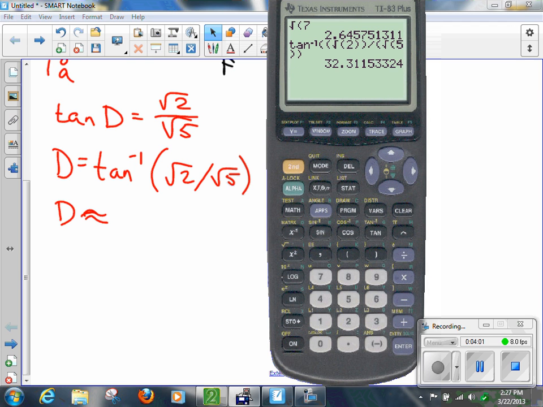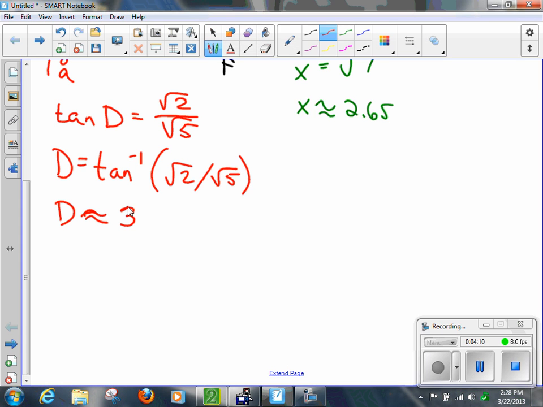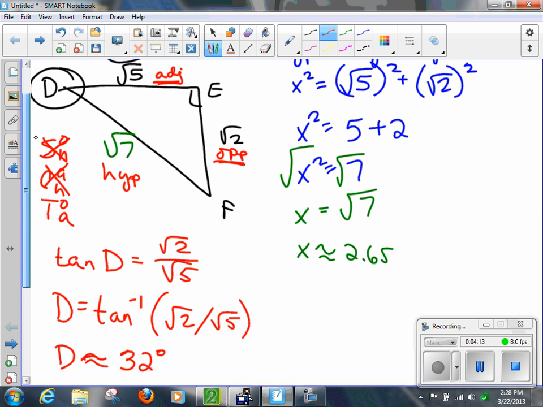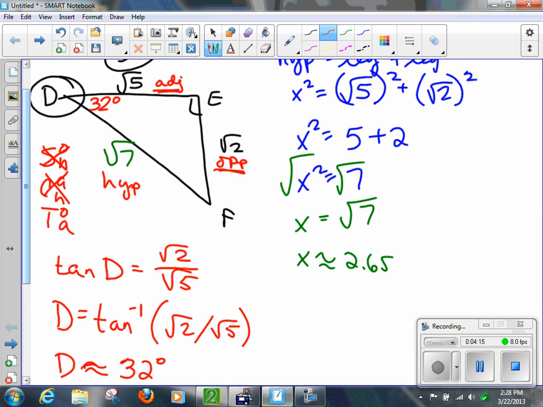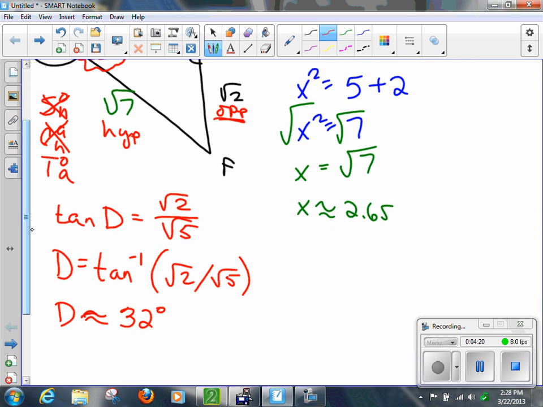Yeah. 32. And the instructions say round the angle measures to the nearest degree. So if I round 32.3 to the nearest degree, it's going to be approximately 32 degrees. And check this out. If this is 32 degrees, there we go, 180 minus 90 minus 32, which is 48 degrees. Okay? So it's angle F.